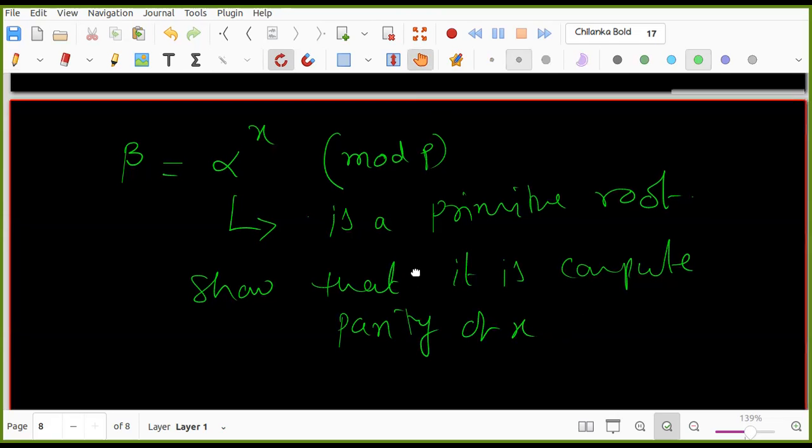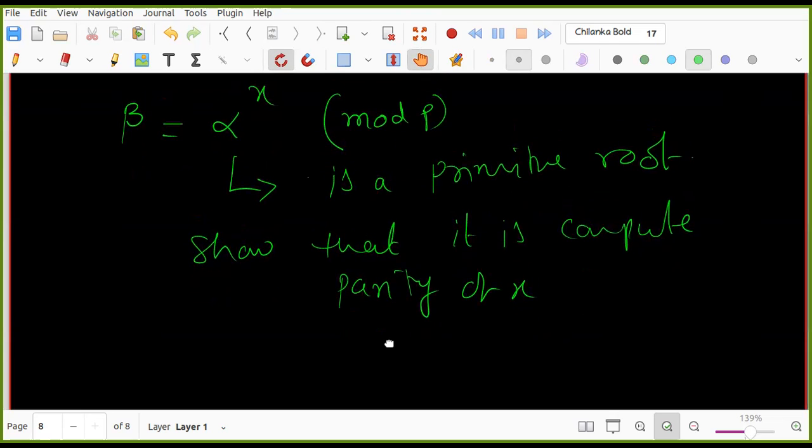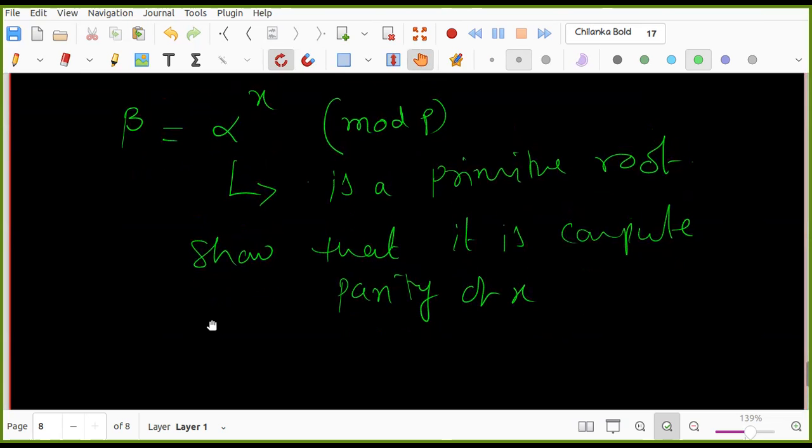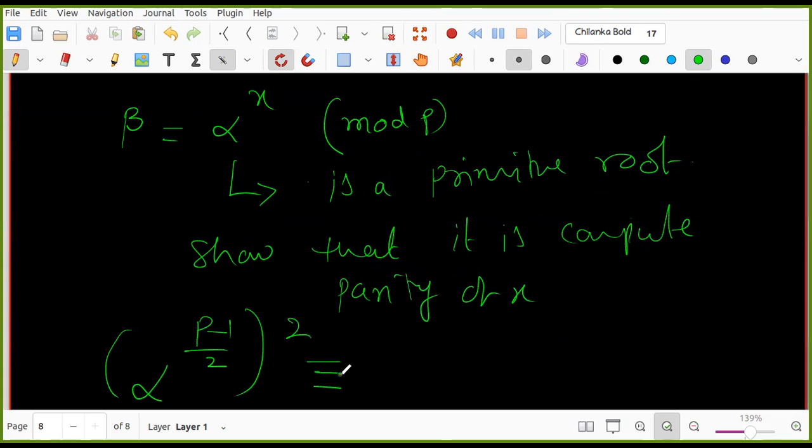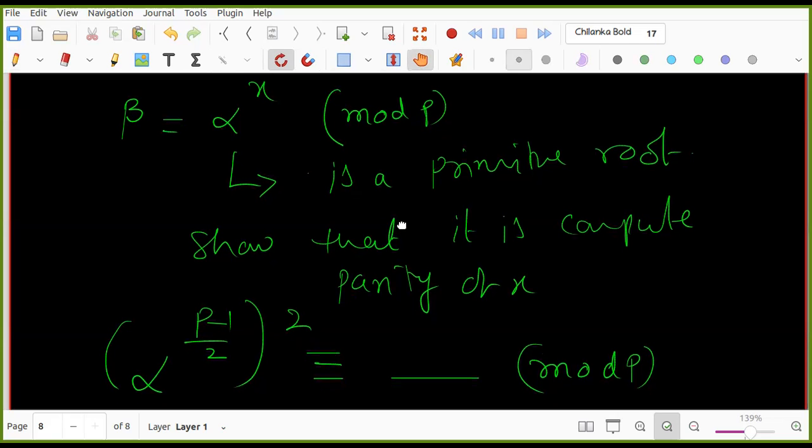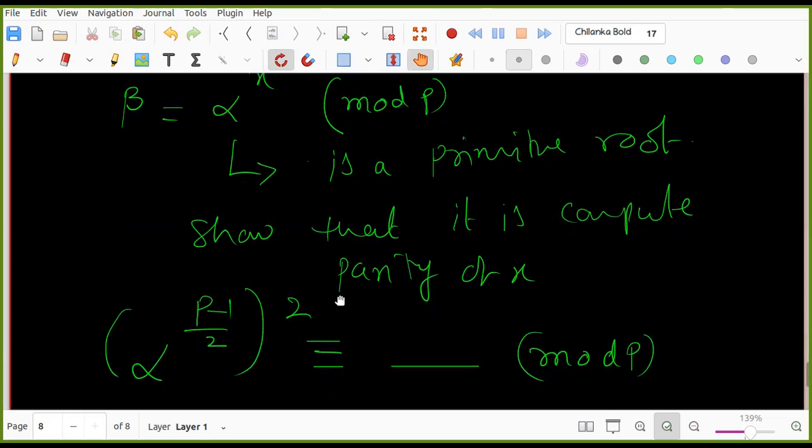Is the question clear? Hope it is clear. How can we find the parity? Now that is the question, right? So what do you know about p minus 1 by 2 square? Alpha is a primitive root. So what about alpha power p minus 1?